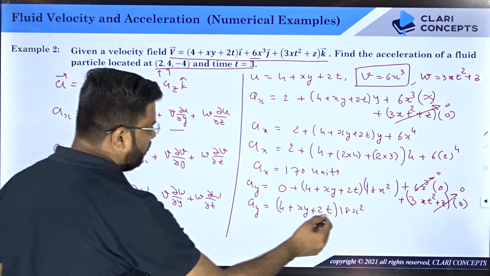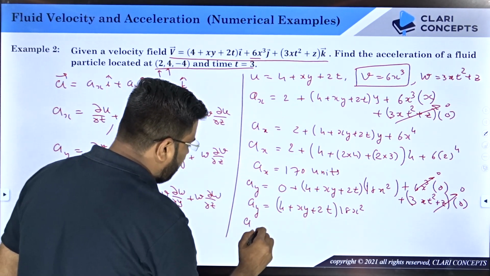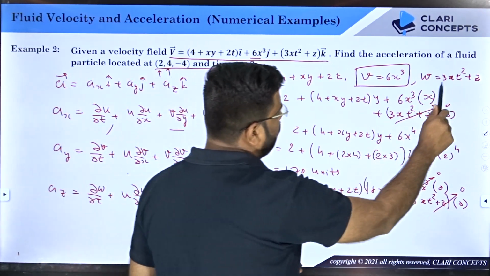So we will take the values of this also at this point in time finally, but before that I will find out the formula for az. Let us talk about az. Del w by del t, differentiation of this with respect to t, what is the answer?